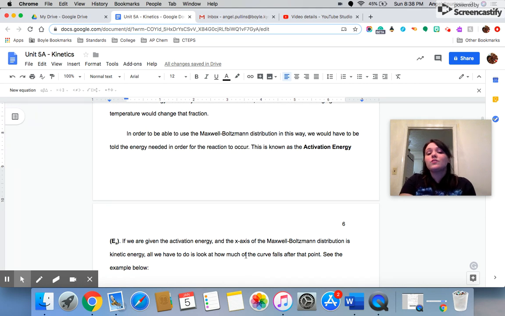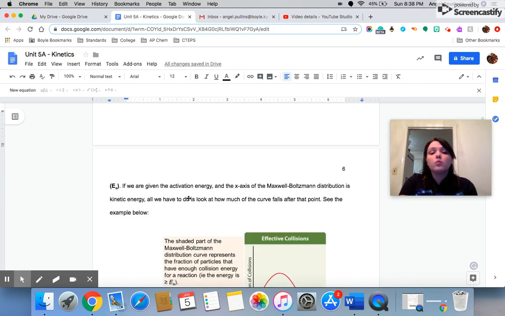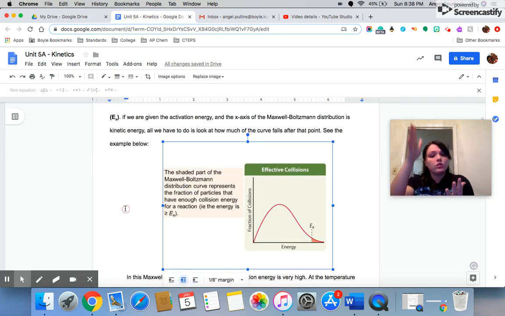If we're given the activation energy, and we're given a Maxwell-Boltzmann distribution that has the x-axis labeled as kinetic energy, all we have to do is see how much of the curve falls past the activation energy point, right? So this is the example that we're looking at here, and we can see that the activation energy in this case is actually really high. Because remember, the further we go to the right, the higher our energy gets, okay? If we're talking about speed, that also means the higher the speed gets, the faster it's going.